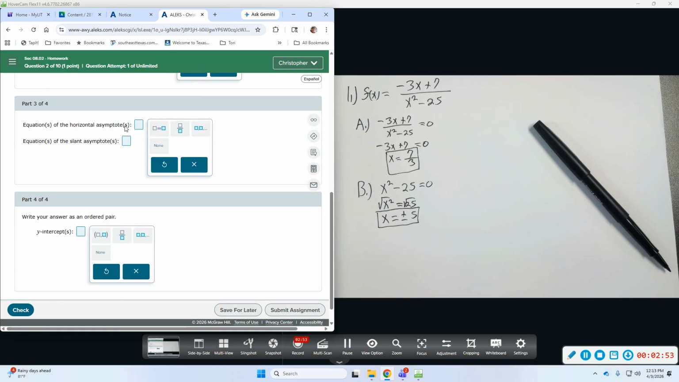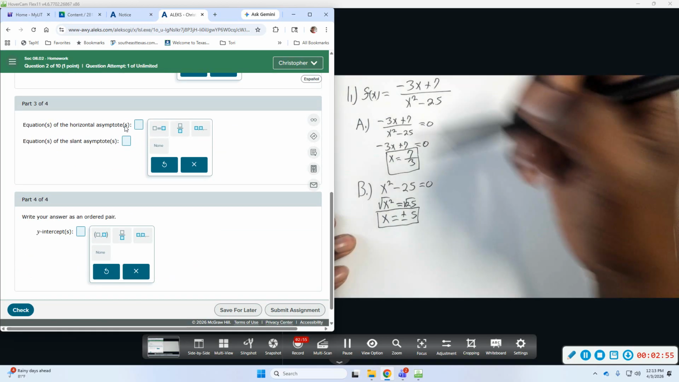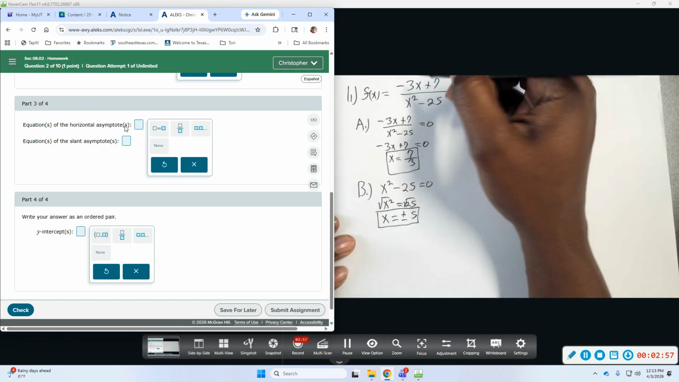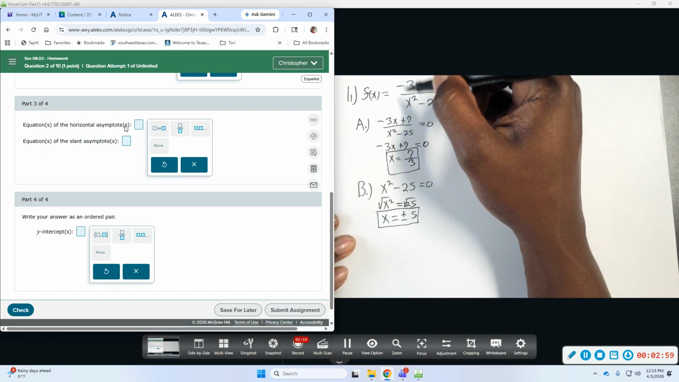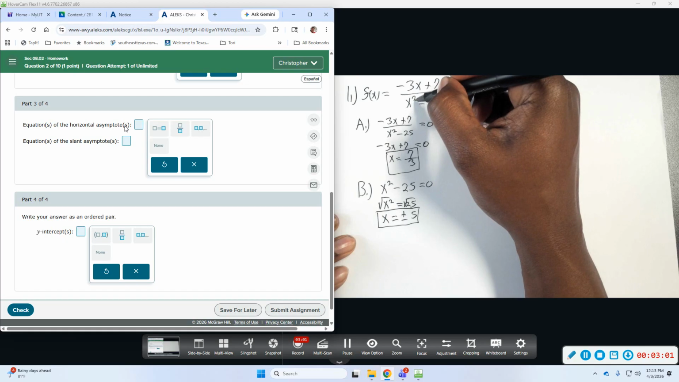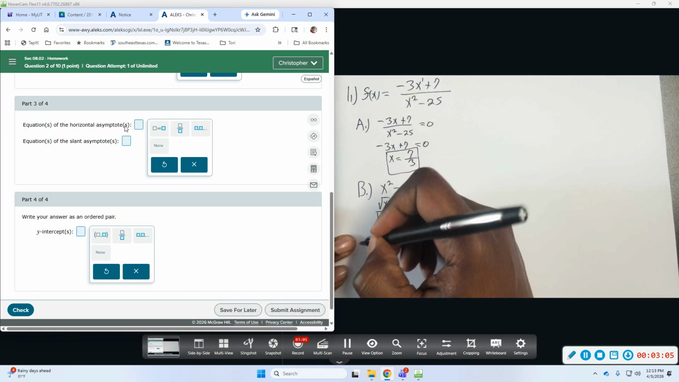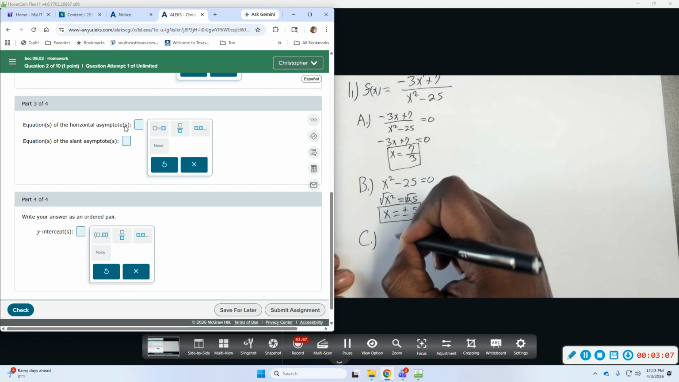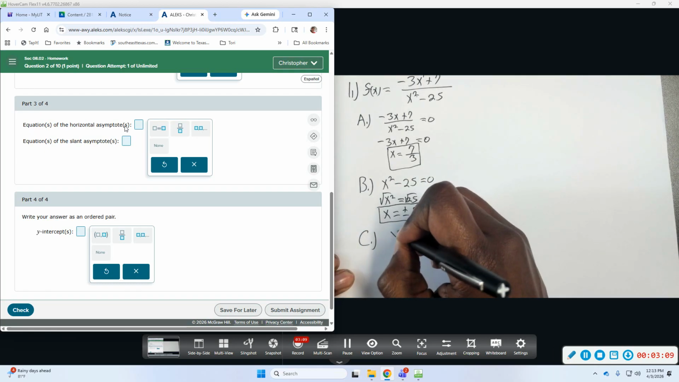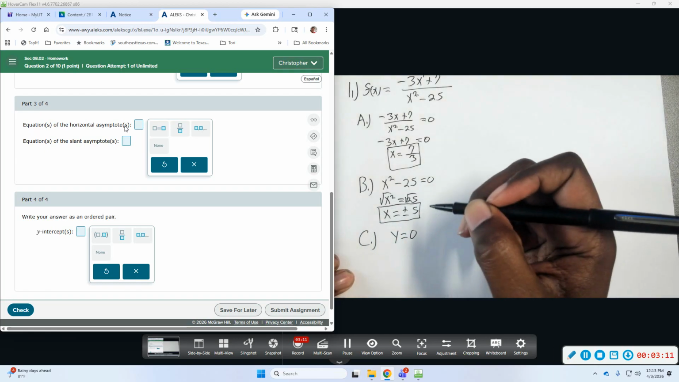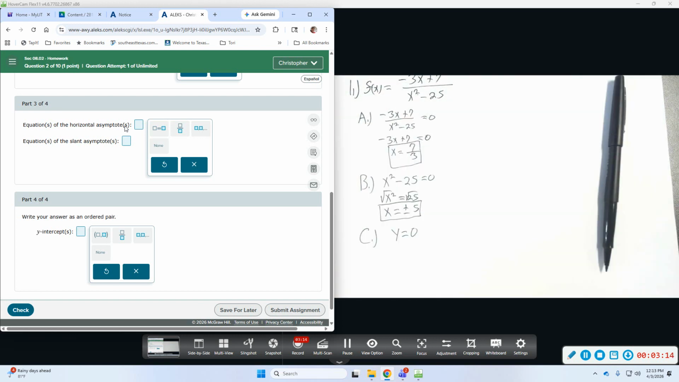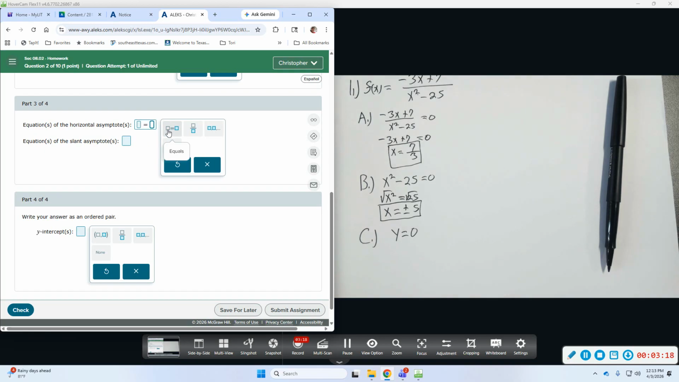Horizontal asymptote, remember we look at the ratio of the numerator to the denominator. If the top is bigger, there's none. If the bottom is bigger, which it is, the degree is 2. This is understood to be a 1, so 2 is bigger than 1. Our horizontal asymptote is y equals 0 when the degree of the top is less than the bottom. So horizontal asymptote, we get y equals 0.